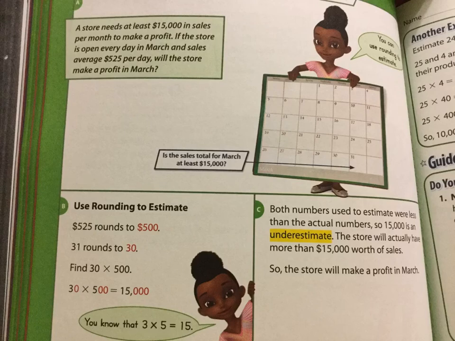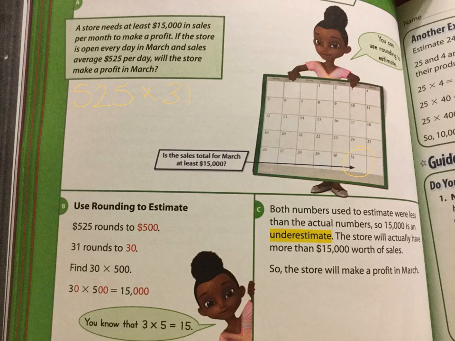A store needs at least $15,000 in sales per month to make a profit. If the store is open every day in March and sales average $525 per day, will the store make a profit in March? Well, we're going to do some estimating, but first we need to know how many days there are in March. And there's 31. So we would take 525 times 31. Well, that's not an easy multiplication problem, so that's why today we're going to be using estimation.